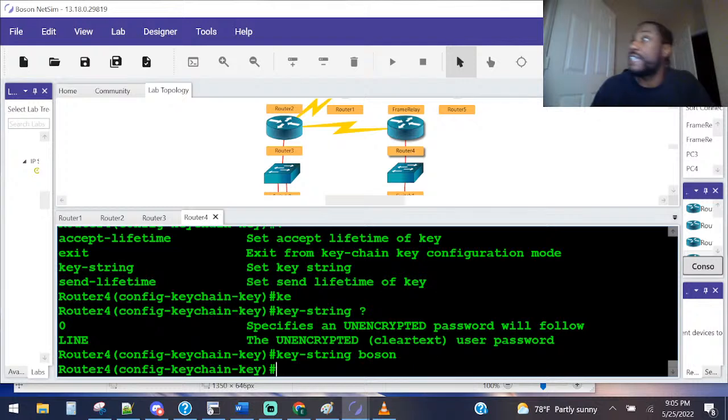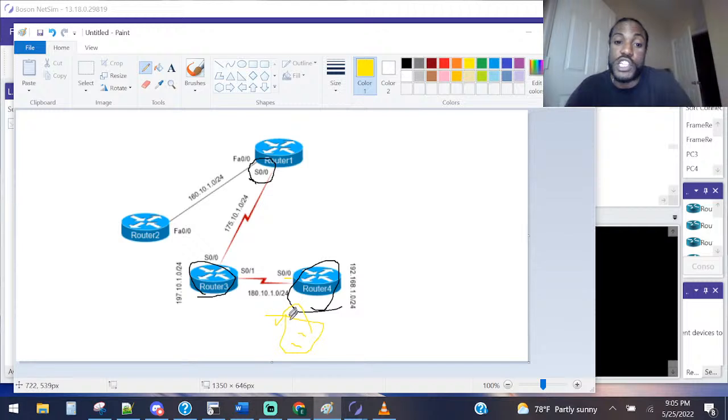Let me follow the steps one by one. Now that the keychain has been created, enable EIGRP authentication on router 4. Use the new keychain. Note that the EIGRP neighbor relationship between router 3 and 4 is lost. So once we put in the keychain on this side, it's going to break this EIGRP relationship because only one of them has the password.